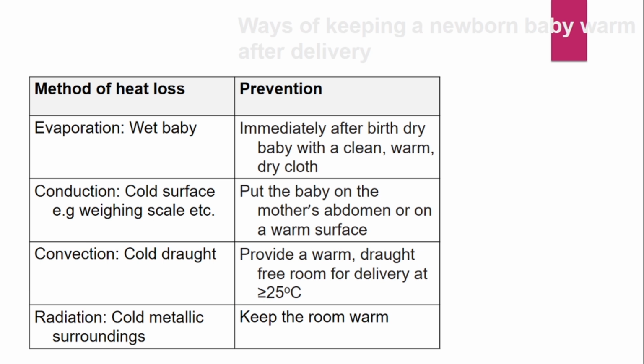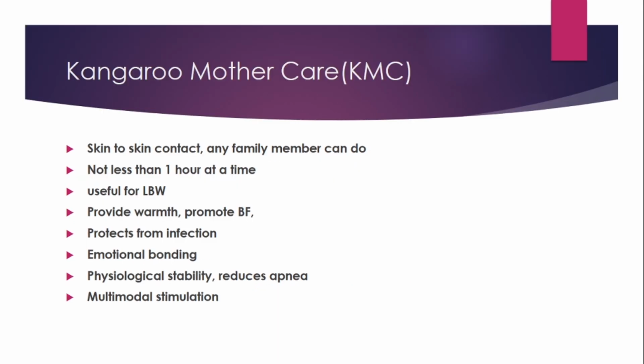Evaporation, if the baby is wet, so you should clean the baby, make sure the baby is warm. Then through conduction, you should put the baby on the mother's abdomen or on a warm surface. And convection, you should provide a warm, draught-free room for delivery, at least greater than 25 degrees Celsius, as I mentioned earlier. Then radiation through cold metallic surroundings. You have to keep the room warm.